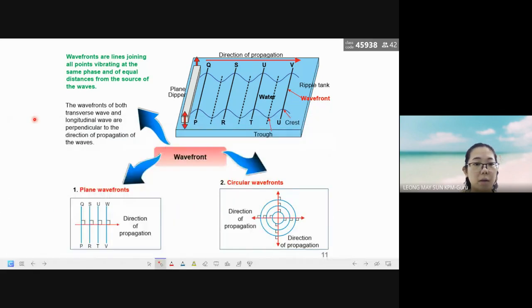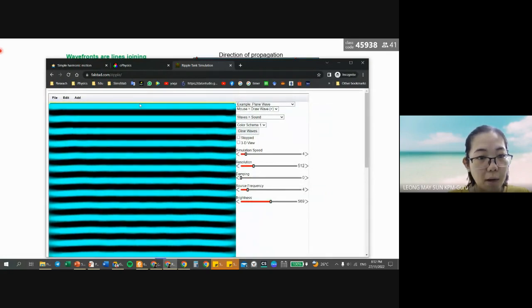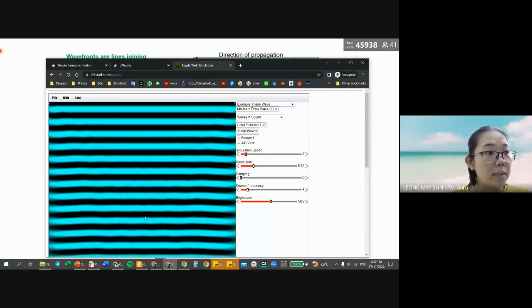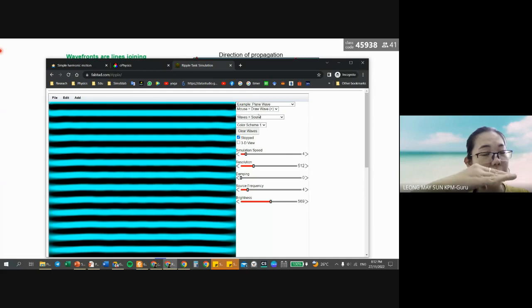So the wavefronts of both transverse and longitudinal wave are perpendicular to the direction of the propagation of the wave. What does it mean? It means that if the plane wave is moving towards the right hand side, the wavefront is perpendicular, 90 degrees, to the direction of the wave propagation. In the simulation that I showed just now, my direction of wave propagation is moving downwards, towards the negative y-axis. So what is 90 degrees to the negative y-axis? That would be the x-axis, isn't it?